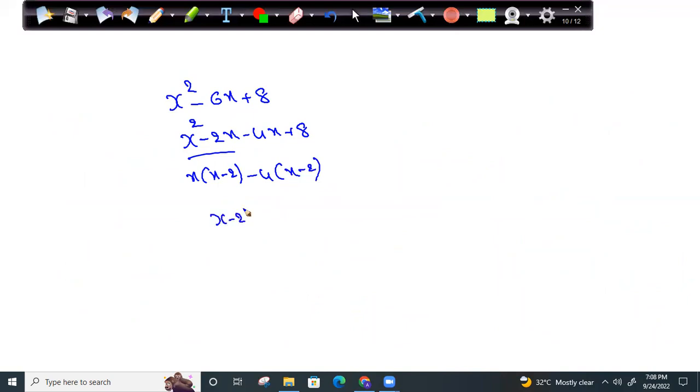Suppose x square minus 6x plus 8. This is given as x square minus 2x minus 4x plus 8. Take x common, x minus 2. Take minus 4 common, x minus 2. So this is written as x minus 2 into x minus 4. This is called X-Intercept form. Why? Because 2 and 4 are my X-Intercepts. When I equate to 0, I get 2 and 4. That is the reason this is called X-Intercept form. So there are 3 different forms. I hope I'm clear. Now I'm going to the next concept.